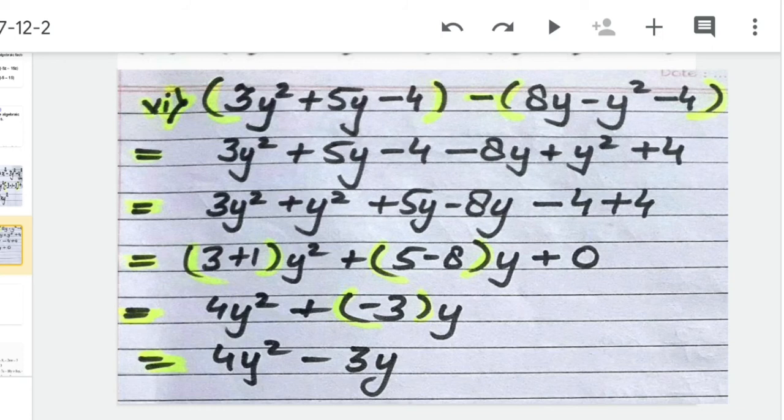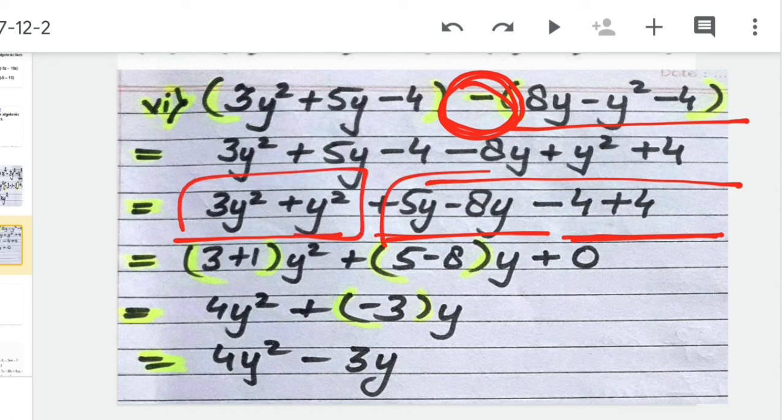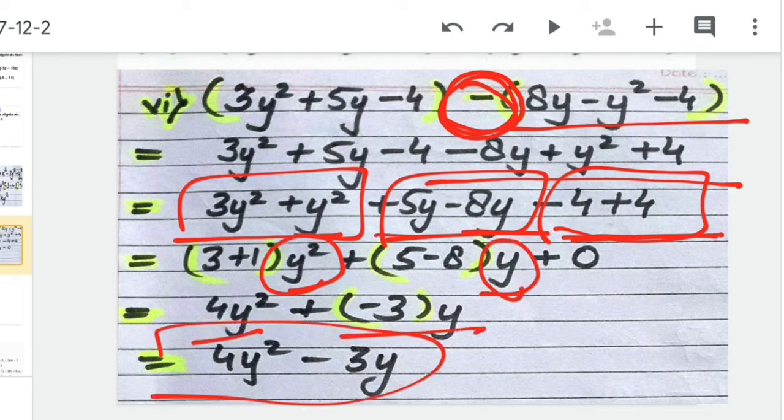In the last part, you have to open the bracket first, keeping in mind this negative sign in front of the bracket. So all the signs inside the bracket will change, and then we have to write all the like terms together. You can see here y square, y, and then constant. Then we have to take out the algebraic factor as common, and then we have to solve the bracket to get the answer.